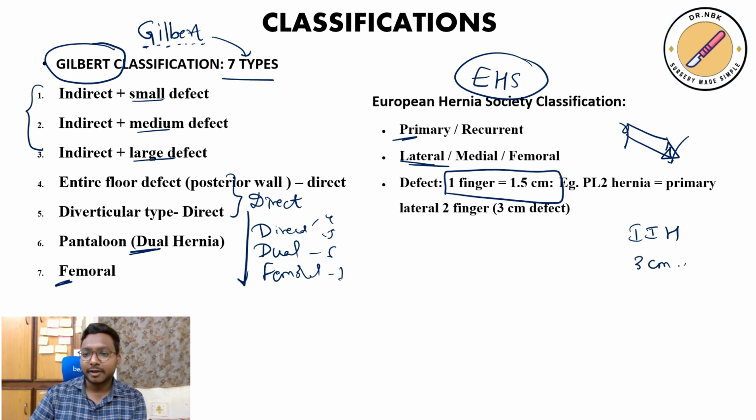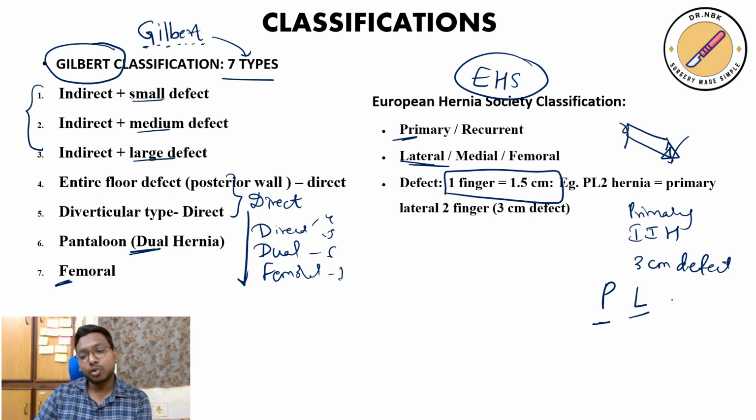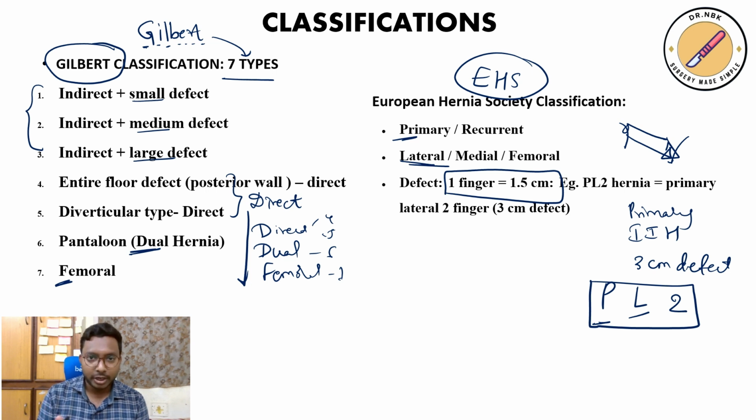So let's say for example, you have got a patient who is having indirect inguinal hernia with a 3 centimeter defect, which is of primary hernia. So you can mention like that. So P, primary, indirect means lateral, so L, 3 centimeter means 2 fingers. So you can write down 2 fingers. So this is how you can categorize the types of hernia according to the EHS classification. So it is a very easy technique. Whenever you get a hernia case in the ward, if you try to habituate to write down the type of hernia according to the 3 classifications, we can revise the classifications and we can remember them easily.